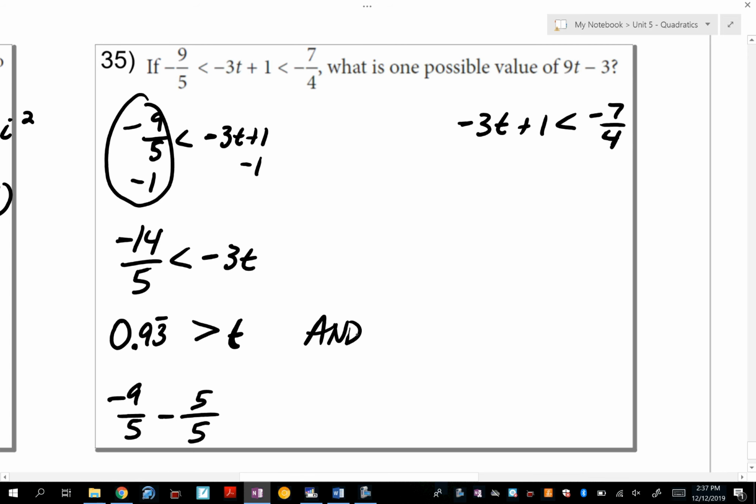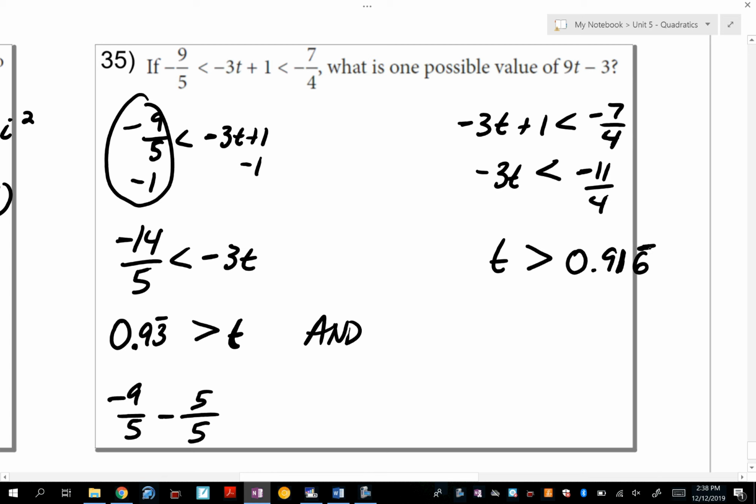And over here, this might be a little easier. What is negative 7/4 minus 1? So minus 4/4. Negative 11/4. And if you divide, we got to change the sign again. So what's negative 11/4 divided by negative 3? What is it? 0.91? 0.916 repeating. Thank you.